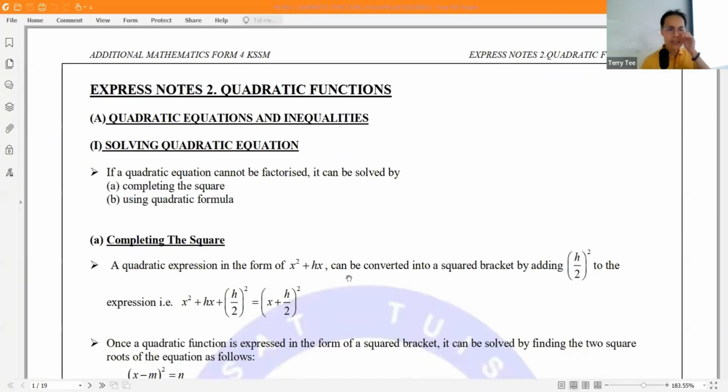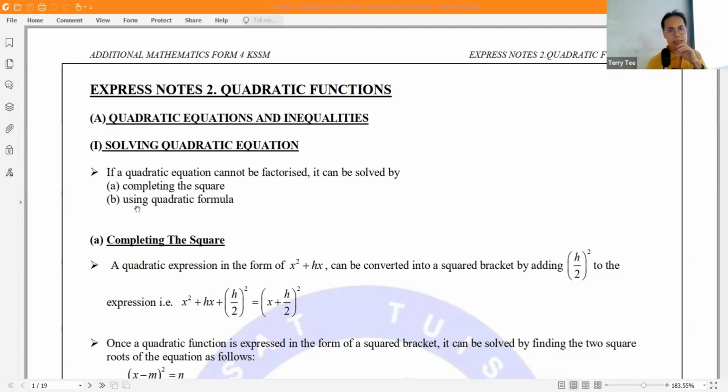Today we'll cover chapter 2.1, Quadratic Equation and Inequalities. Let's begin. Quadratic function. Okay, so this is a very long chapter. It used to be two chapters in KBSM. They combine quadratic function and quadratic equation all in one. So I have more examples here, about 32 if I'm not mistaken. But I've trimmed it down for my notes.